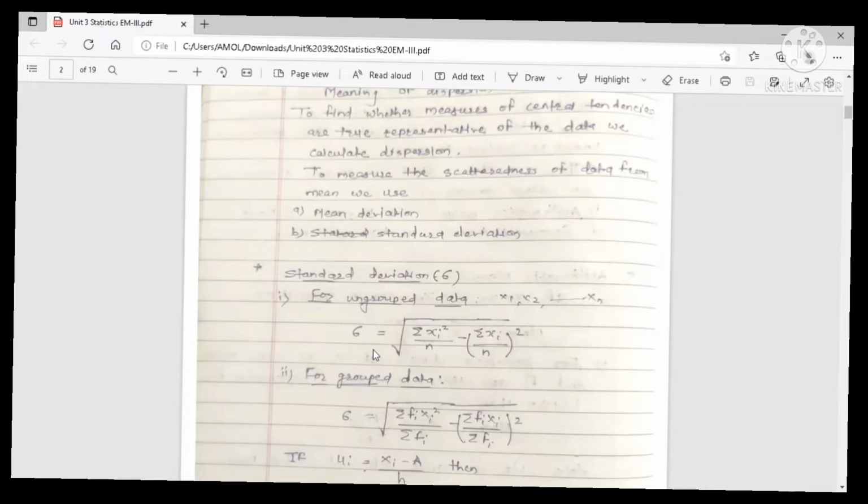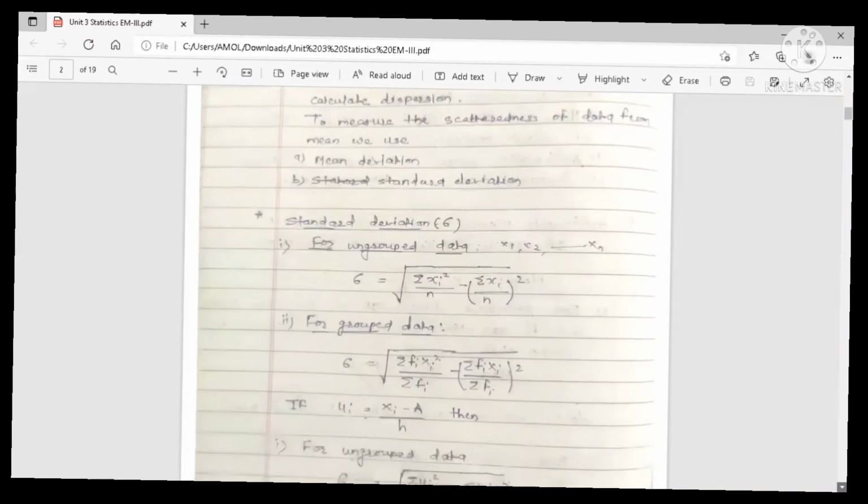Now see, what is the formula to find standard deviation? It is equal to under root summation xi square upon n minus summation xi upon n whole square. Now this summation xi upon n is nothing but the formula of arithmetic mean, and it is squared. The first term, summation xi square, you can simply say summation x square upon n. N means number of observations.